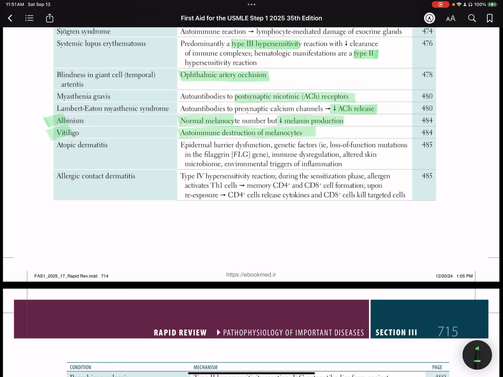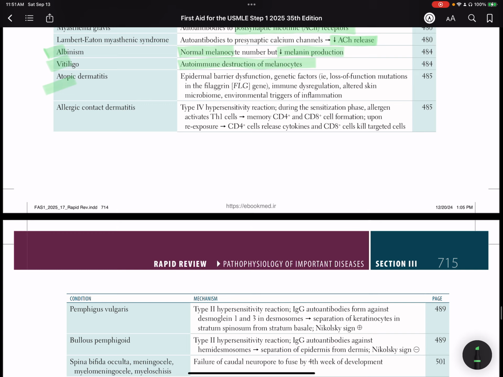Next, what is atopic dermatitis? Atopic dermatitis is caused by epidermal barrier dysfunction, genetic factors like loss of function mutation in the filaggrin gene, FLG, immune dysregulation, altered skin microbiome, and environmental triggers of inflammation.